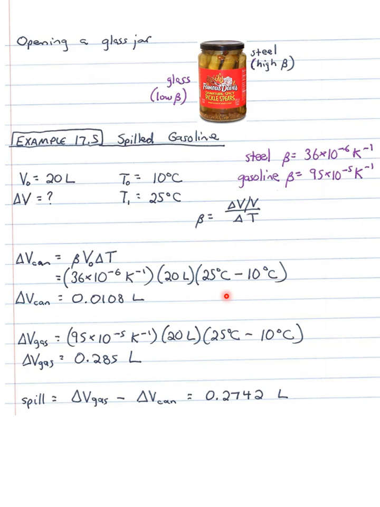Now we look at how much the gasoline expands. So we have beta times V naught times change in temperature. The only thing that's changed here mathematically is the coefficient of expansion of the gasoline. We get 0.285 liters. So the can has expanded by 0.0108 liters. The gasoline has expanded by 0.285 liters. How much spills is the expansion of the gasoline minus the expansion of the can, and we get 0.2742 liters.